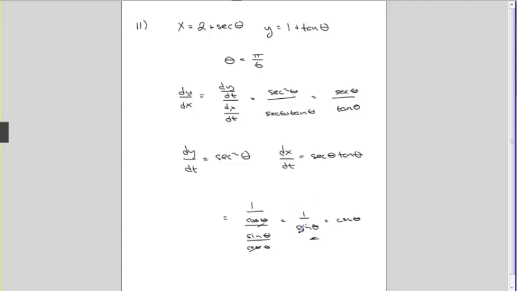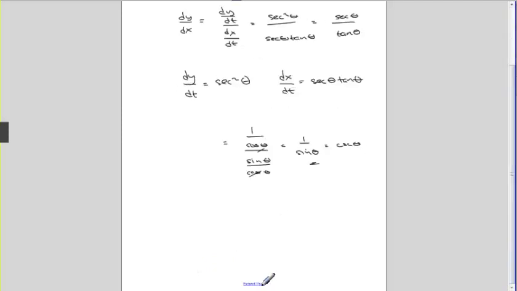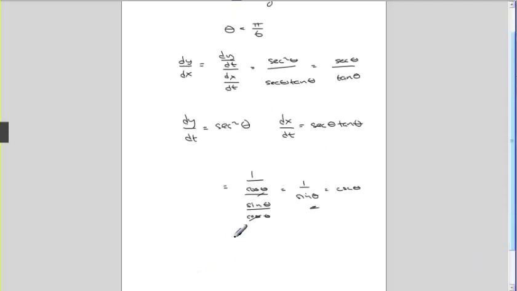So at theta equals pi over 6, let's go down a little bit. What is the slope of the trajectory dy/dx at theta equals pi over 6? So we just plug it in. So that's 1 over the sine of pi over 6. Sine of pi over 6 is 1/2. So we get 1 over 1/2, which is 2.